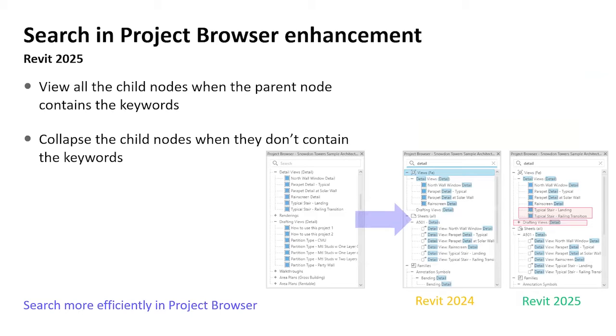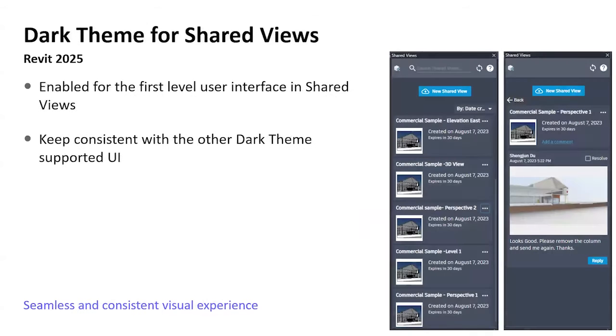Now we can get all kinds of better filtering. So when you're dealing with filtering, the parent node contains the keywords, and some of the child nodes contain the keywords. Basically, search more efficiently, especially in searching for families and views and everything.